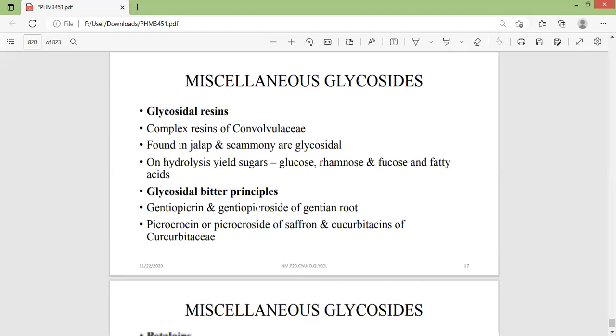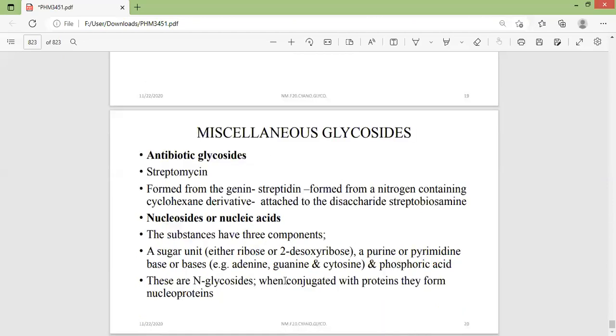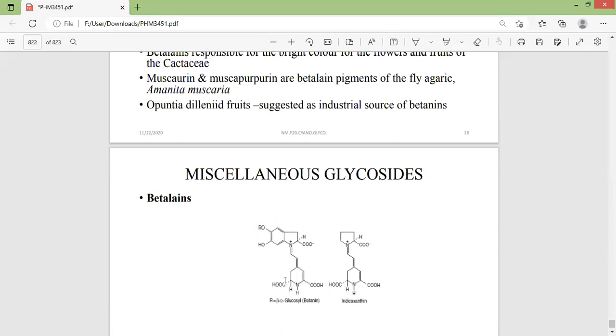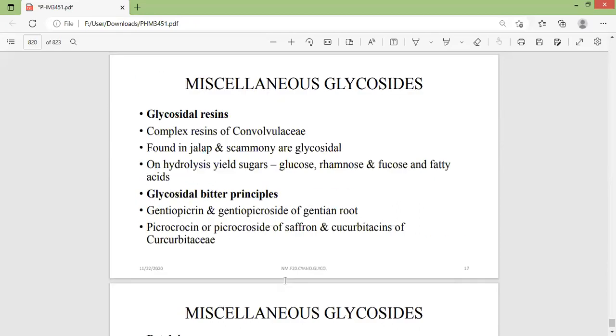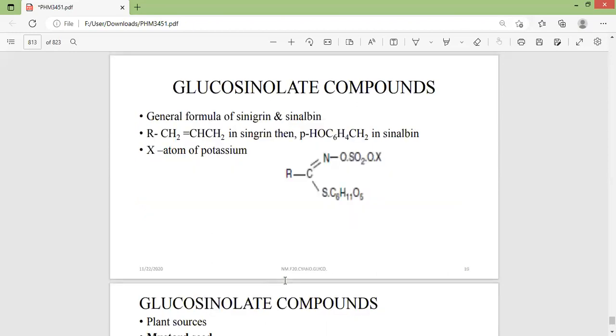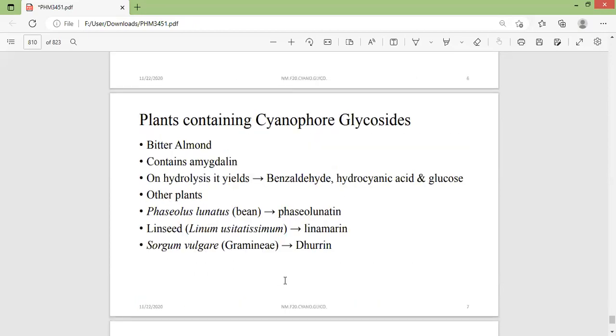Then the antibiotic glycosides, streptomycin from streptidine, nucleoside. Yeah, nothing much here, honestly. From the cyanogenic glycosides, the most important thing to mention was the cassava containing the hydrocyanic acid.